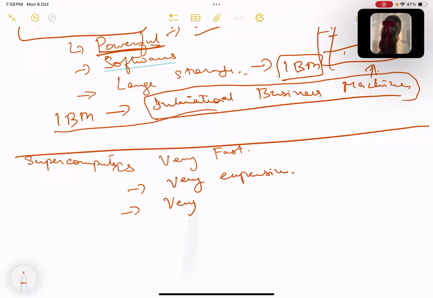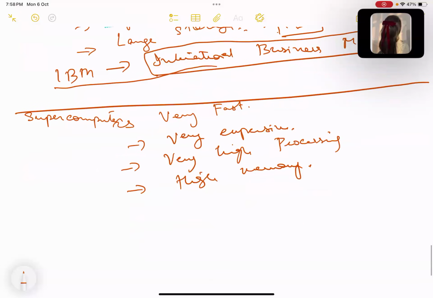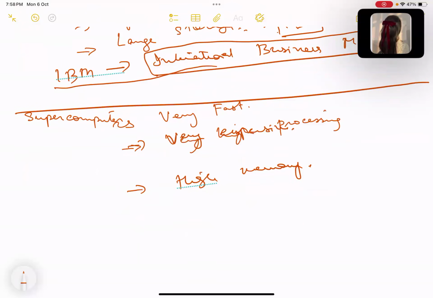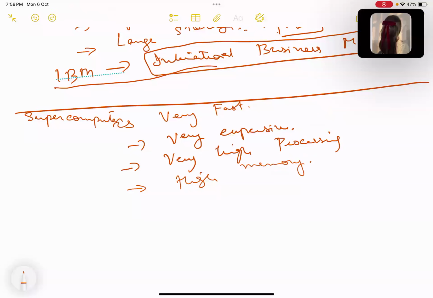They have very high processing speed, okay? And they also have high memory. So when we say supercomputer, it generally means that the computer is very fast or has a very high processing speed, okay? This is the most important here, very high processing speed.